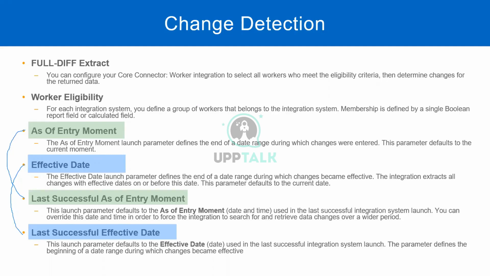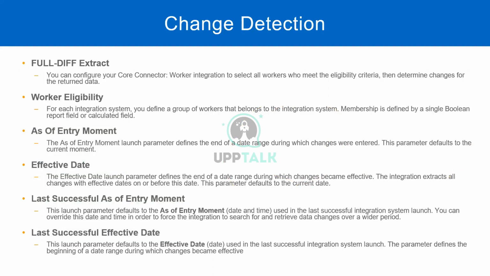No, no, no, the date is not here yet. The effective date is in the future. So look at the description for the effective date parameter. It says, the effective date launch parameter defines the end of a date range during which the changes became effective. The effective date parameter tells you that it is the end of a date range during which changes became effective.